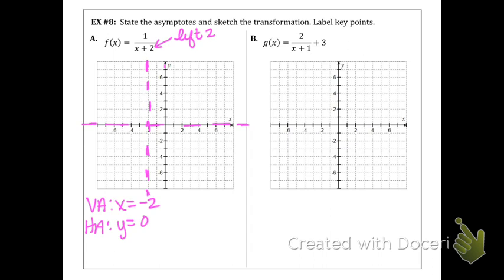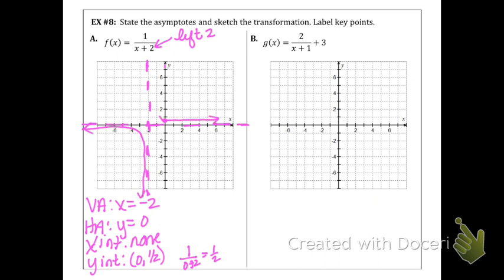The x-intercept's not going to change, but because we moved to the left, we do know we're going to have a y-intercept. You can find that by plugging in 0 for x. So 1 over 0 plus 2 is 1/2. So at 0, 1/2 is my y-intercept, and I can plot that. We don't have any reflections, so this is going to be below on the left and above on the right, shaped by the asymptotes.